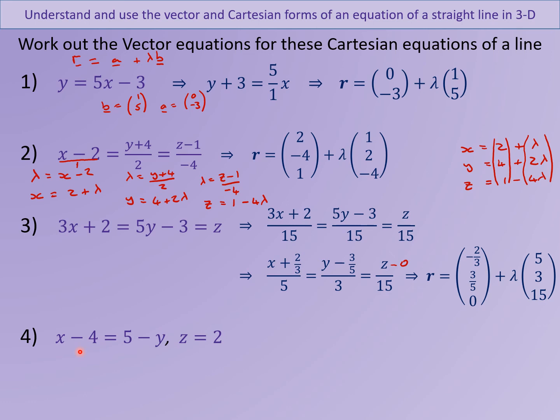With question 4, we see that the Cartesian equation is written slightly differently. We have the first 2 components equal, but the third component, z equals 2, is written separately. What we can deduce from this is that the direction vector will be 0 in the z direction. In other words, z is always 2 in this line. It doesn't move in the z direction, so there will be a 0 component there.